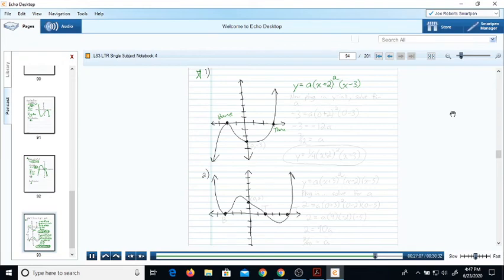And all we got to do now is plug in a point. I'll plug in the y-intercept and solve for a, just like you were doing in your last homework assignment that you guys already turned in. So we got a point, y-intercept at 0, negative 3. So I know the y-coordinate is negative 3 when the x-coordinate is 0.